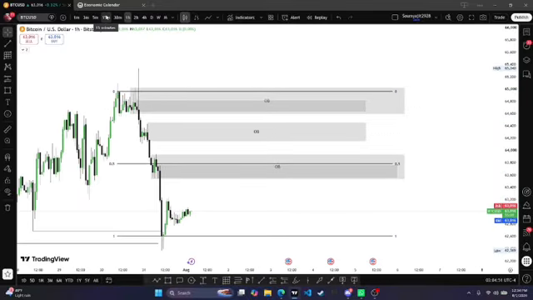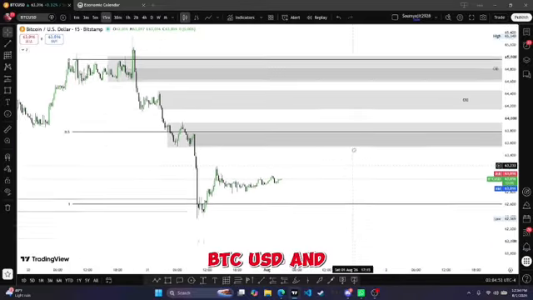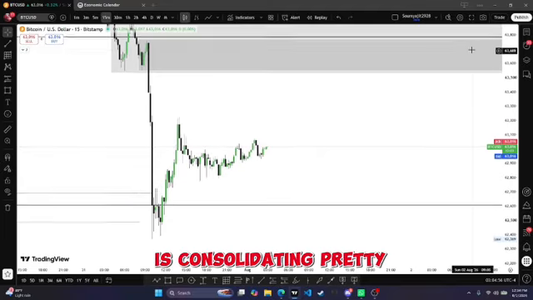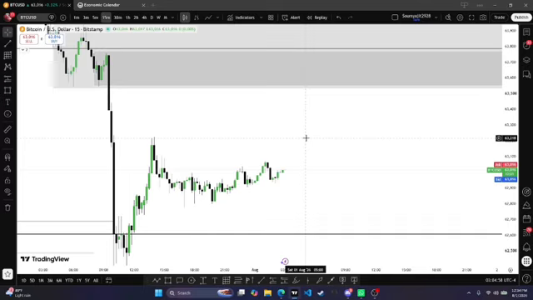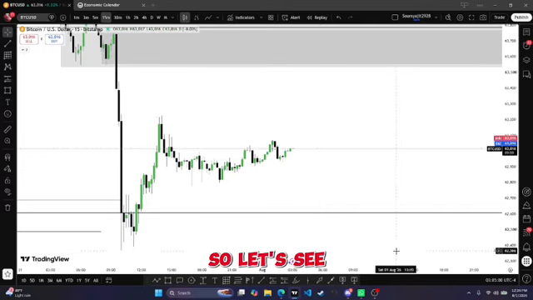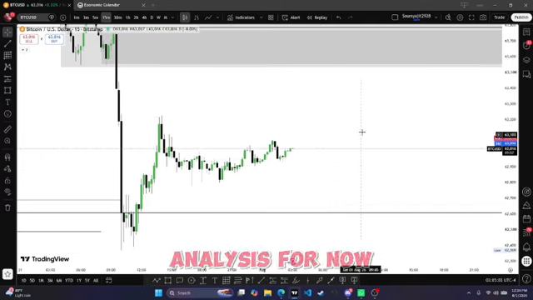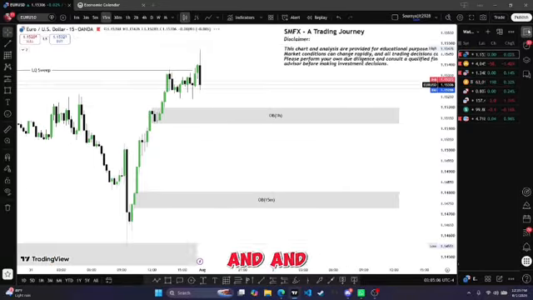So this is all for BTC USD. And right now it is consolidating pretty much. So let's see how it goes. That's all the analysis for now.